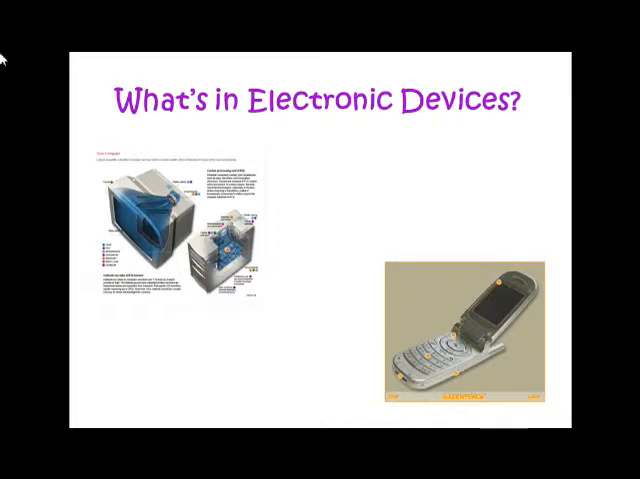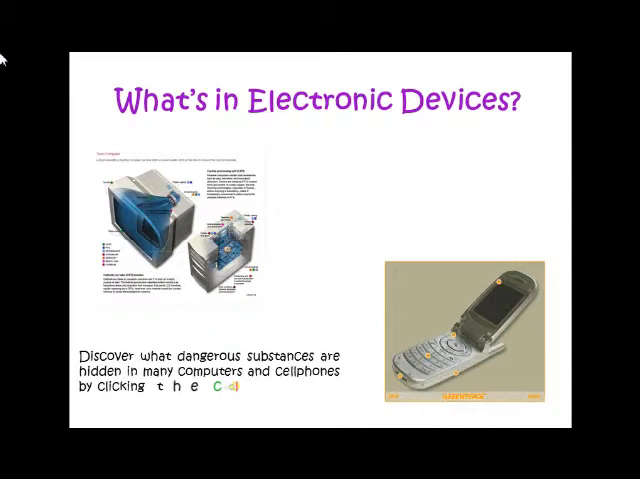Electronic devices are a complex mixture of several hundred materials. The mobile phone, for example, contains 500 to 1,000 components. Computers and cell phones are a complex mixture of several hundred components, many of which contain heavy metals and hazardous chemicals. Discover what dangerous substances are hidden in many computers and cell phones by clicking the colored buttons.